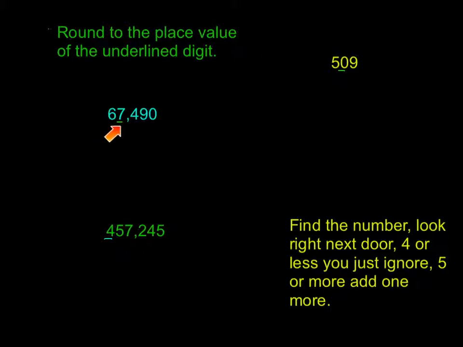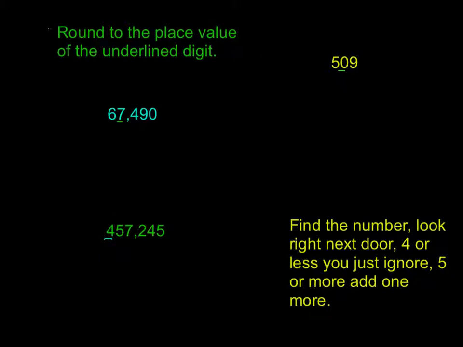Because the thousands place is underlined, that would be what we're rounding to, the nearest thousand. On our last one over here, we have our ones, tens, hundreds, thousands, 10,000s, 100,000s. Because the 100,000s digit is underlined, we'd be rounding to the nearest 100,000.